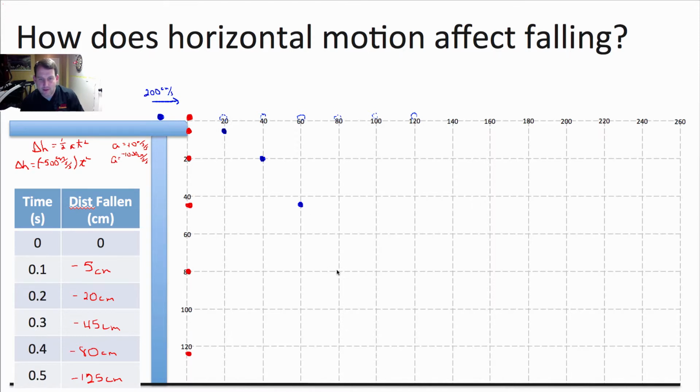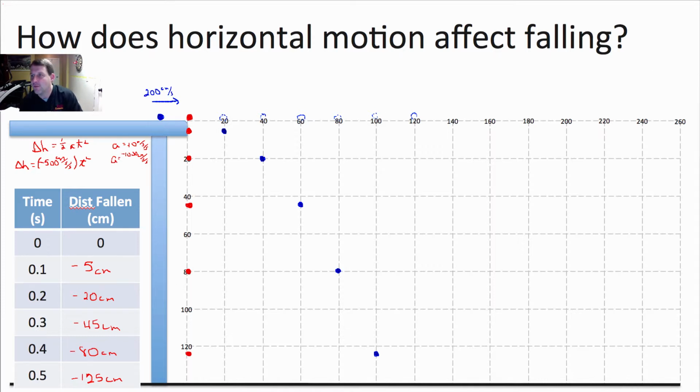And then this one would be here. So you can see that this blue sphere is actually falling in the exact same way the red one is, staying side by side. The only difference is it's also moving sideways. So you get this curved path through here instead of the straight down path here.